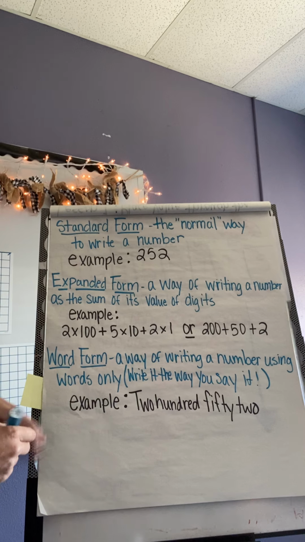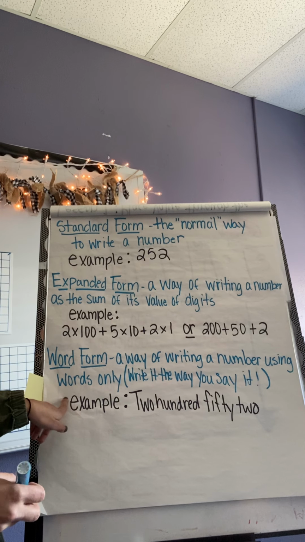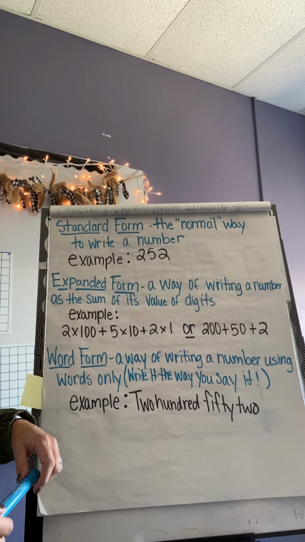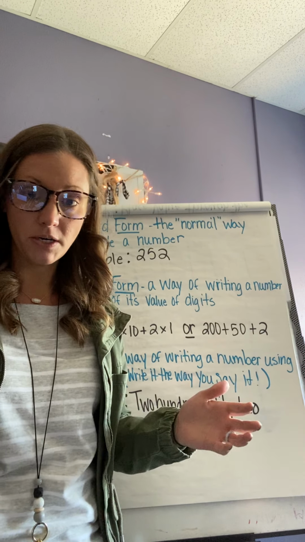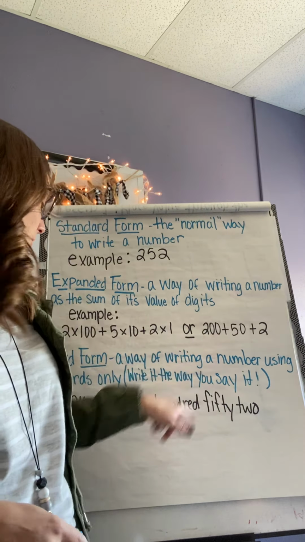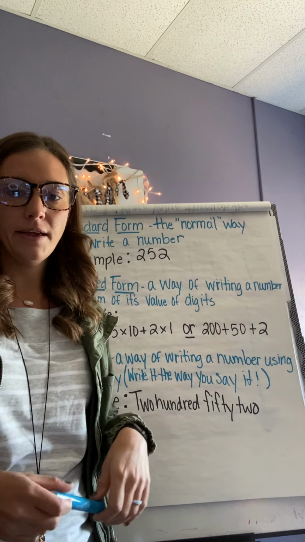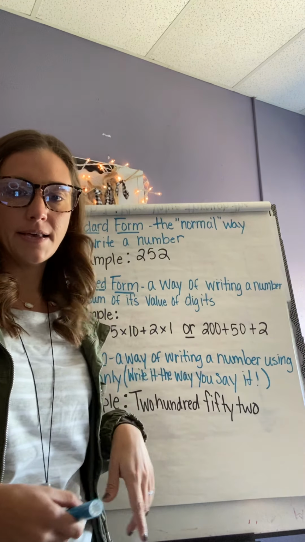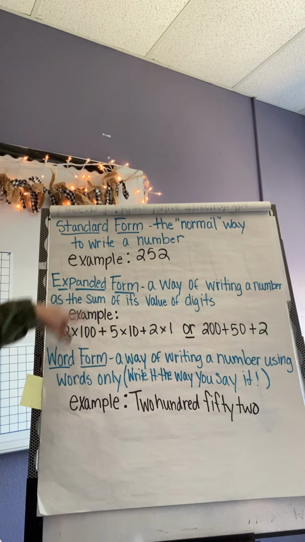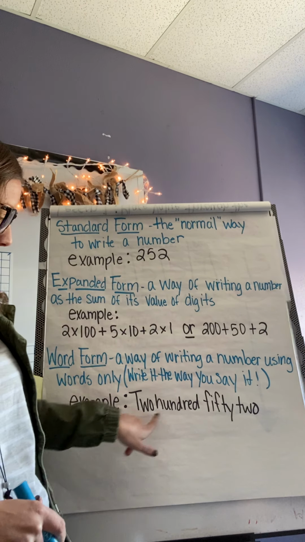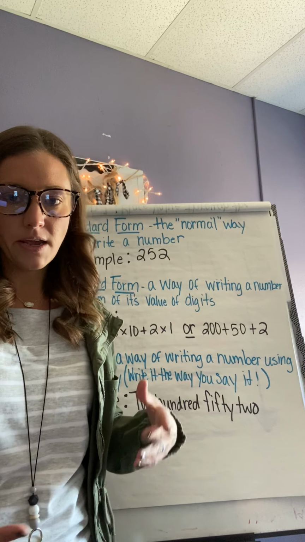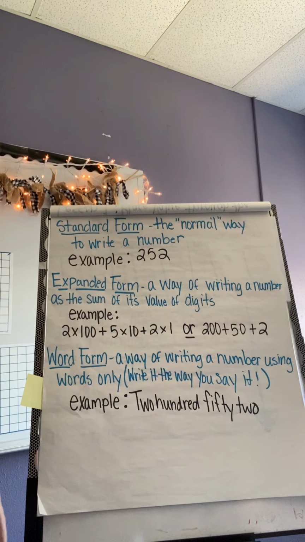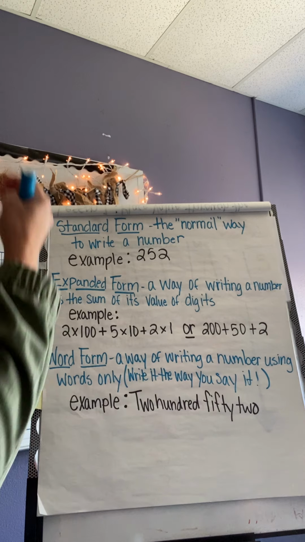The last way to write a number in 5th grade is in word form. Word form is exactly how it sounds. It's writing the numbers in words. It's a way of writing a number using words only. I like to remember it, write it the way you say it, okay? So if I have 252 up here, I'm going to write 252 out using the words, not just the numbers.